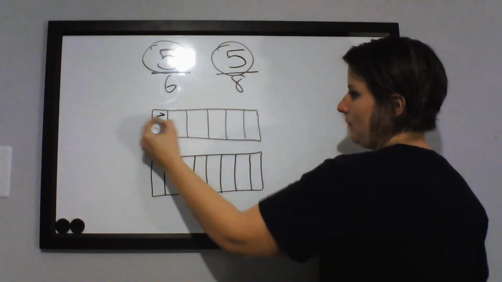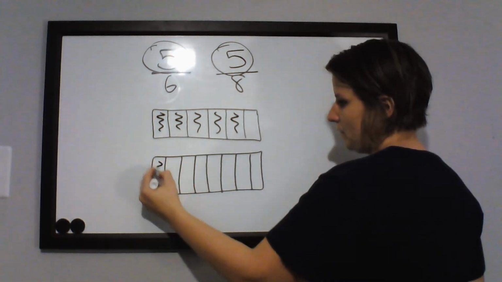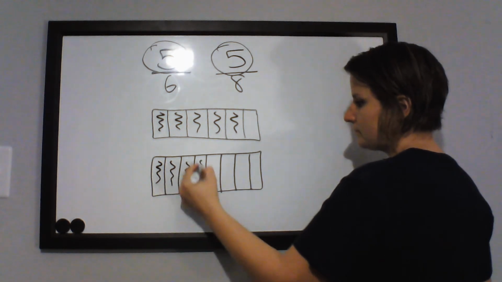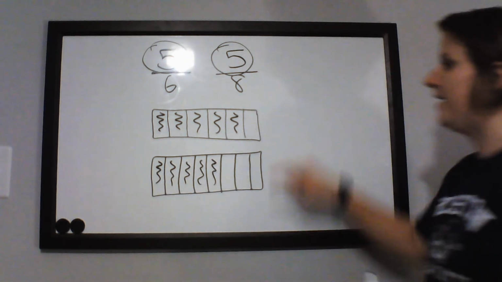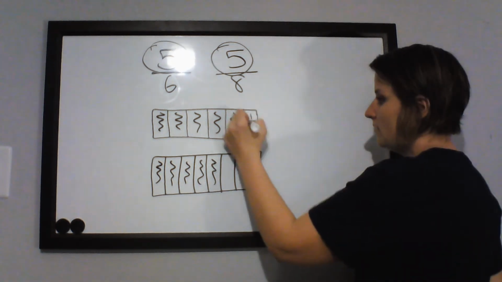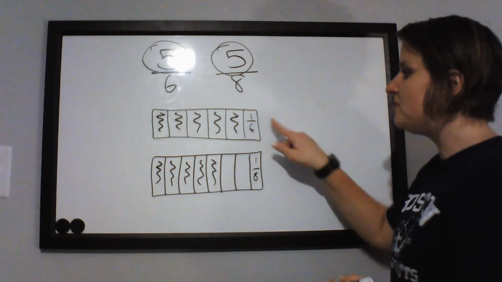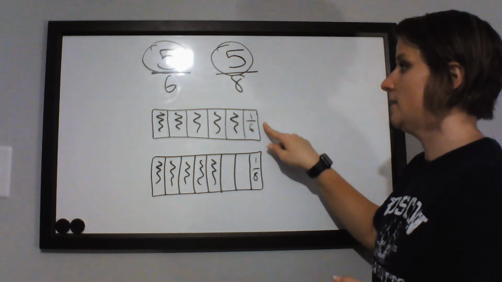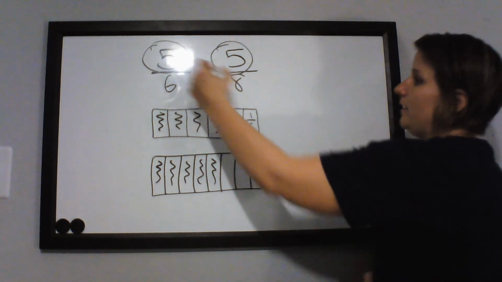And this time I have 5 over here, 5/6, and I have 5/8. And what we should automatically recognize is that 1/6 is bigger than 1/8. And because these pieces are bigger pieces, then this is the fraction that is greater.